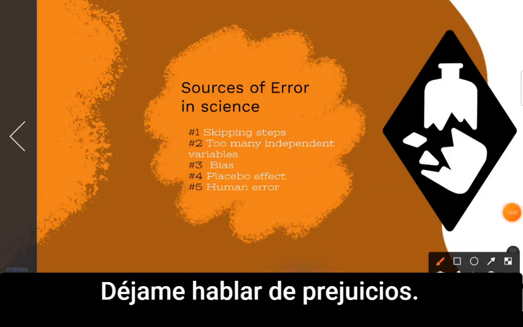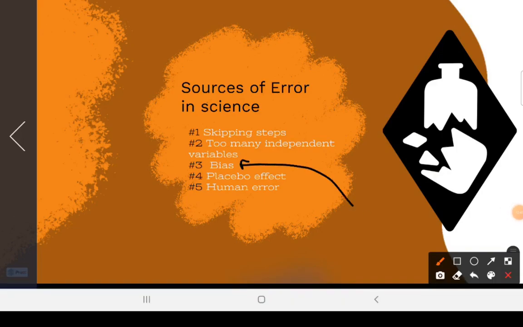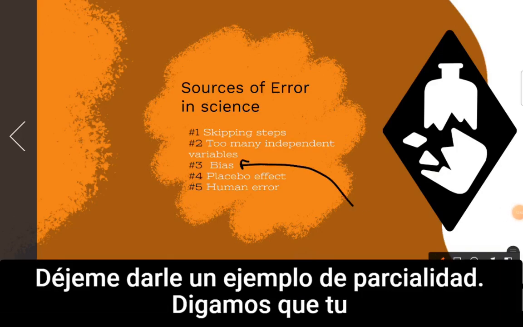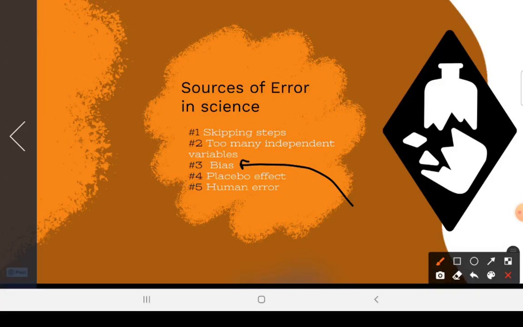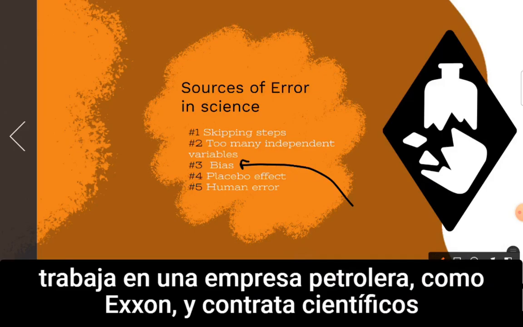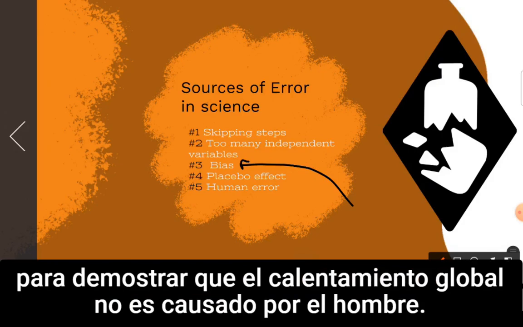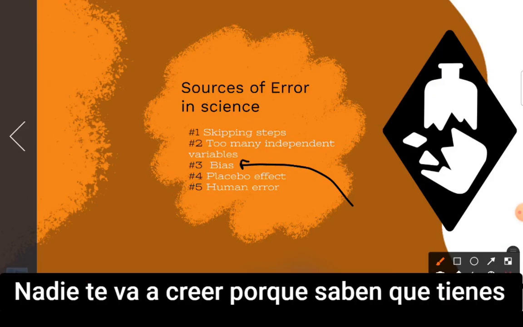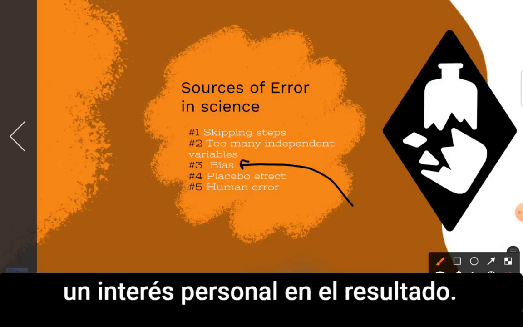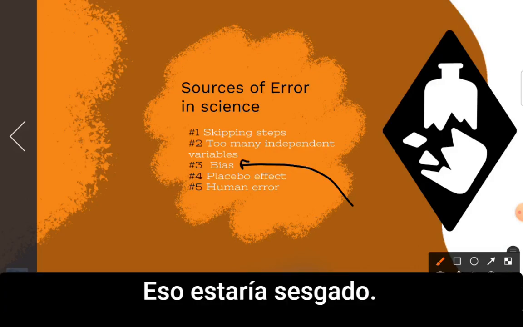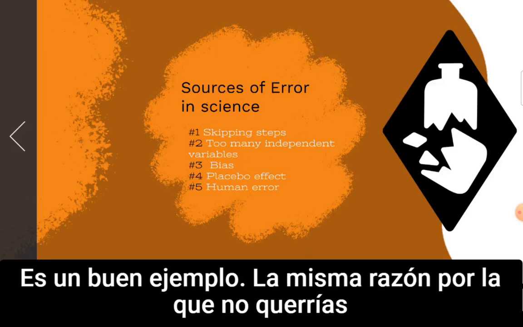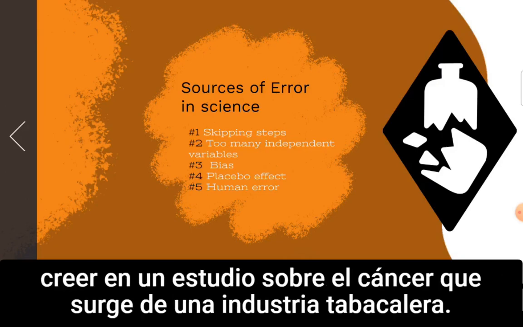So real quick, let me talk about bias. Let me give you an example of bias. So say that you work at an oil company like Exxon, and you hire scientists to prove that global warming is not caused by man. No one is going to believe you because they know you have a vested interest in the outcome. That would be biased. It's a good example. The same reason why you would not want to believe a cancer study coming out of a tobacco industry.